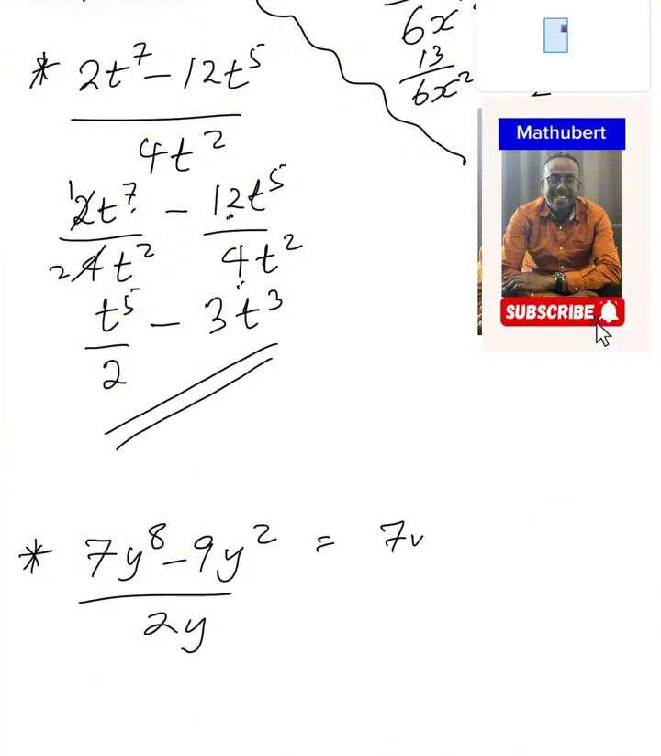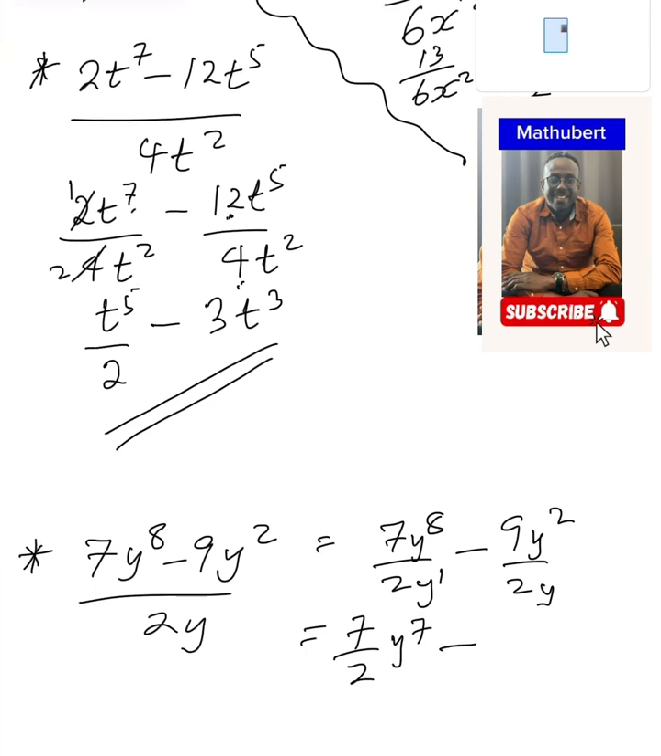Now the next one here, I'm still going to split them. I'm going to say 7y to the power of 8 divided by 2y, minus 9y squared divided by 2y. Now this will remain 7 over 2. It can't be simplified any further. And then remember, there's always an invisible 1 there. So 8 minus 1 will be 7. y to the power of 7 will be the answer. Minus, this will remain as 9 over 2 as a fraction. There's always an invisible 1 there. Please don't forget that. 2 minus 1 gives us y to the power of 1. And this is how you leave it.